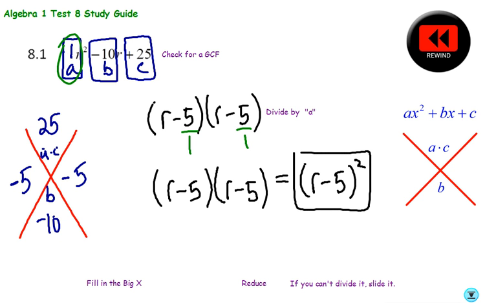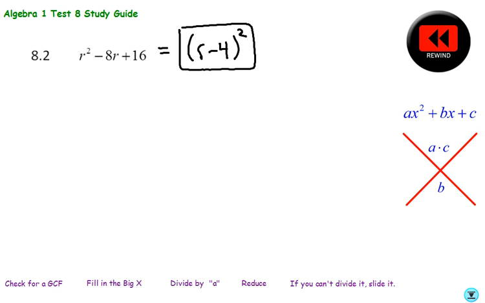All right, so let's check to see what you got with 8-2 in the middle. Should have r minus 4 squared. If you got that, then bravo. You can pause and try number 8-3 on the right side. If not, again, let's see maybe if we can figure out where things went wrong for you.